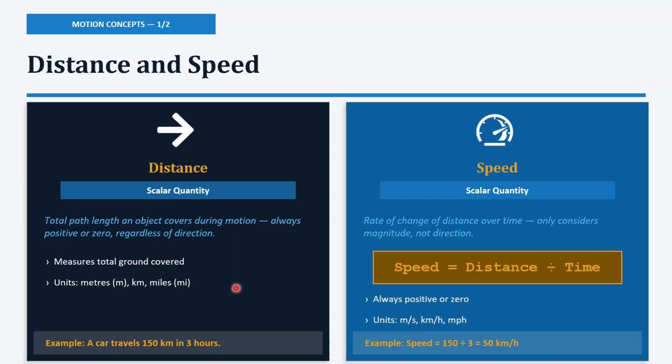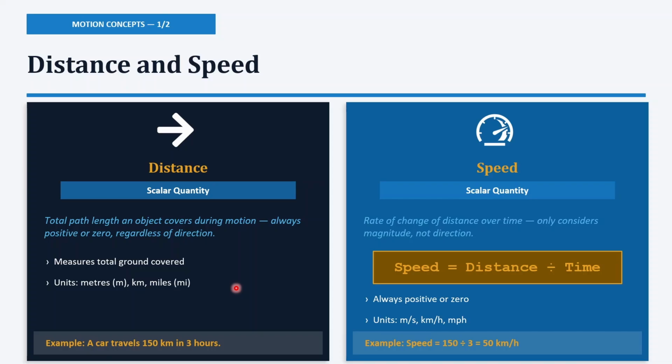Another important concept in force is speed. So speed is basically the distance between 2 points and the time it takes to cover that distance. In simple terms, it is how fast an object travels. That will be its speed.